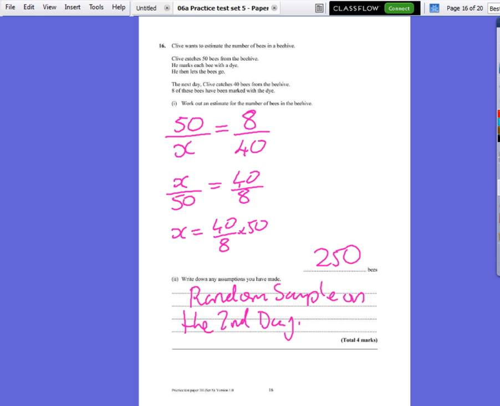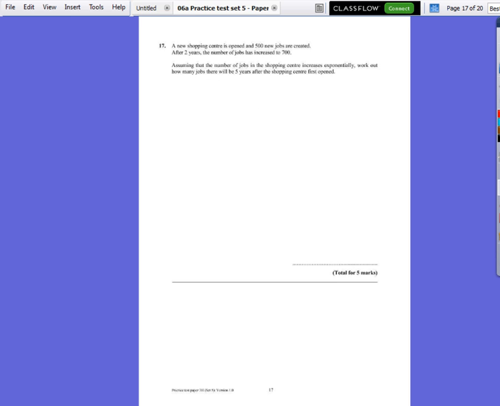Question 17. A new shopping centre is opened and 500 new jobs are created. After 2 years, the number of jobs has increased to 700. Assuming that the number of jobs increases exponentially, work out how many jobs there will be after 5 years. Well, a lot of people have been asking me about the exponential questions. Basically, it's very similar to the compound interest questions.